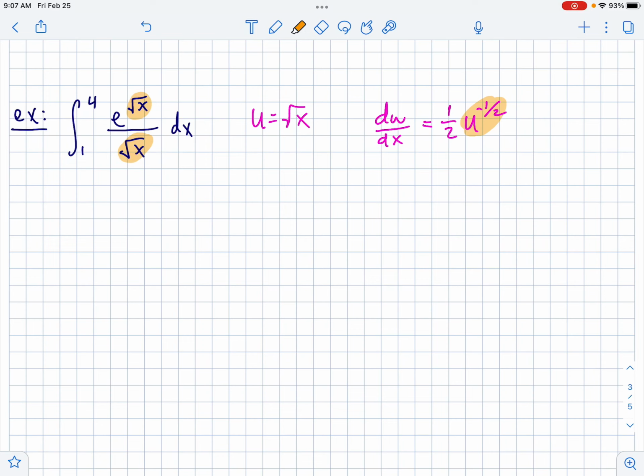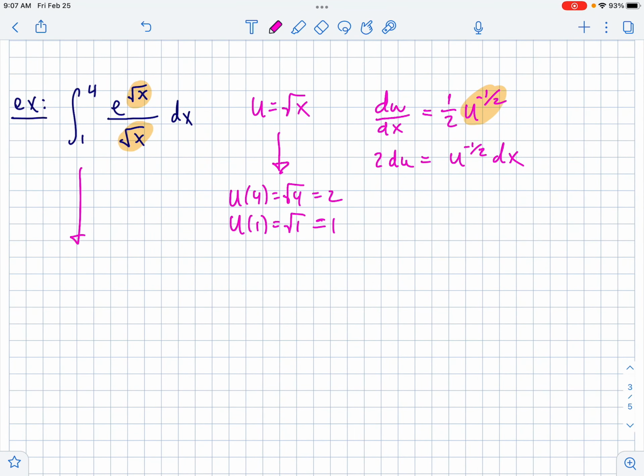The one thing I don't see is the 1/2. So we're going to have to engineer the 1/2 and say 2 du is equal to u to the negative 1/2 dx. Then we're going to plug in u of 4 equals square root of 4, which equals 2. And we'll do u of 1, which is the square root of 1, which is 1 again. So when I rewrite this whole thing, we'll get from 2 to 1, and then just e to the u.